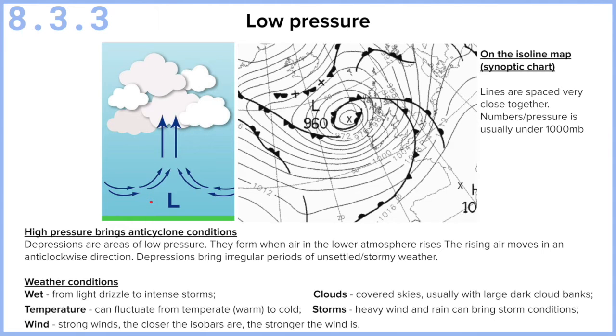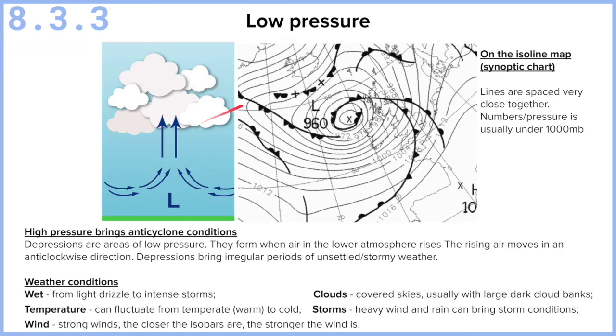So our low pressure, our depressions, bring irregular periods, so we'll have maybe short bursts of rain or maybe a few days of rain, and then it'll change. So our weather can change really quickly in a depression, but it's unsettled, it'll be very windy, very stormy.